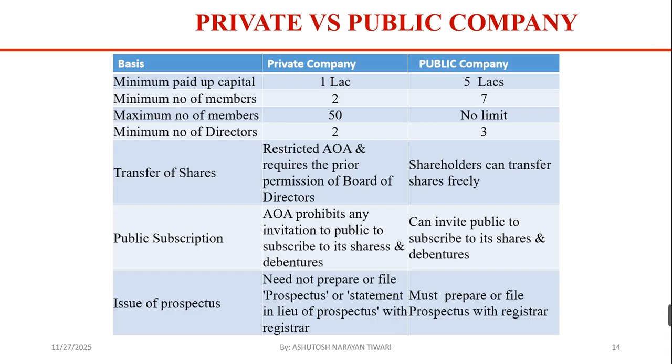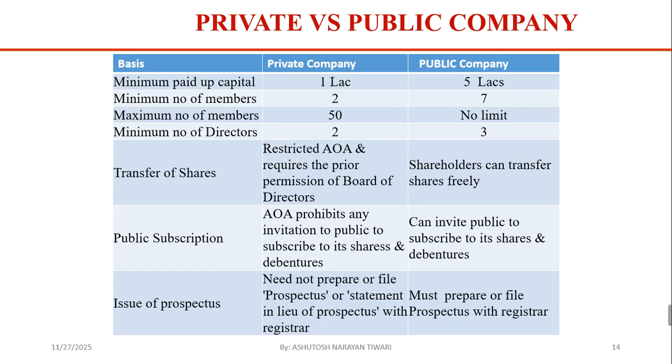Private versus public company. Basis: private company and public company. Minimum paid up capital: 1 lakh for private company, 5 lakh for public company. Minimum number of members: private company 2 members, public company 7 members. Maximum number of members: 50 in private company, and no limit in public company.